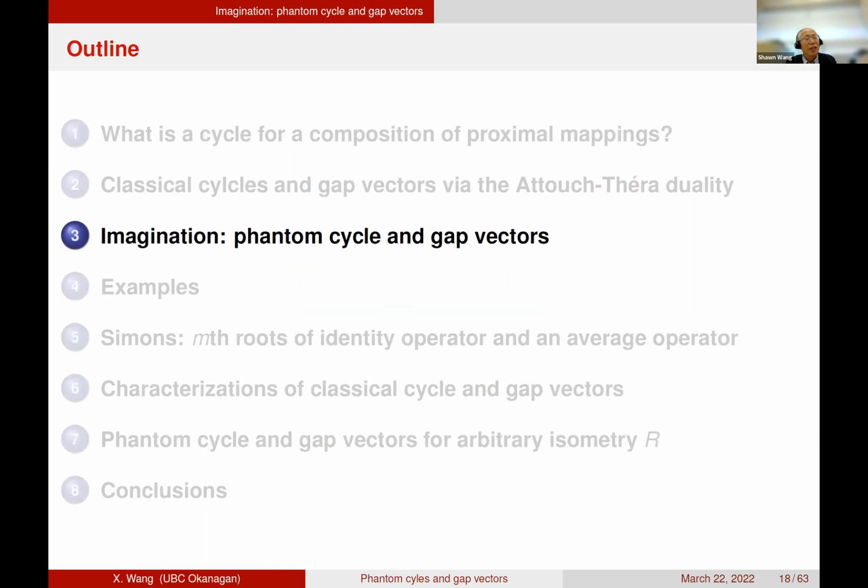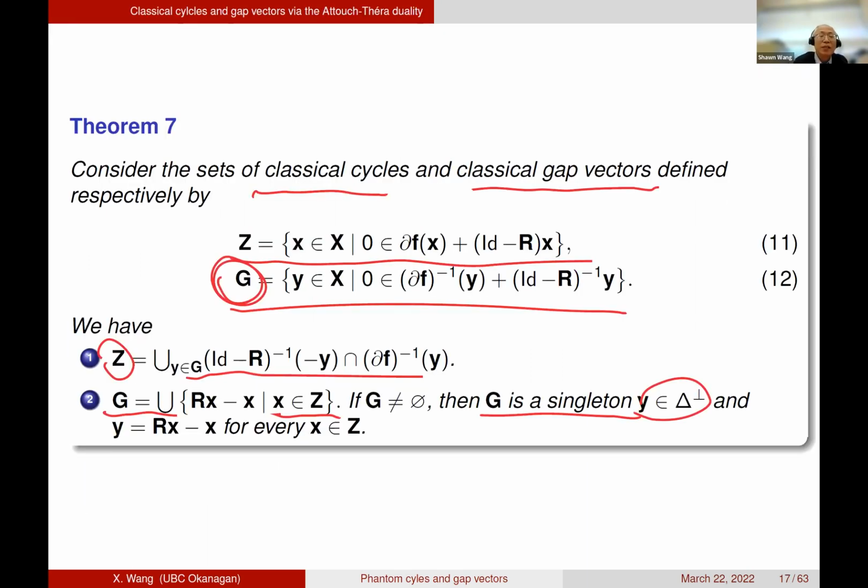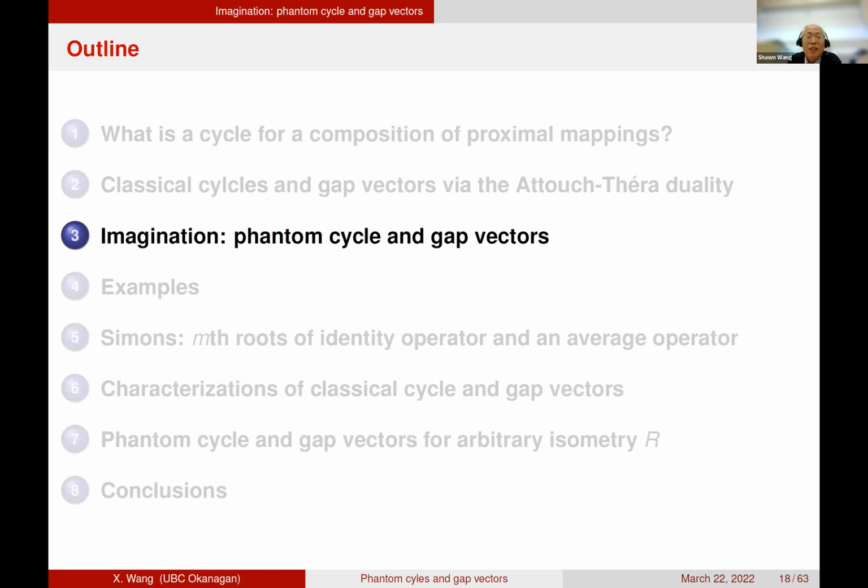Now, what happens if this Z is empty? Because by Attouch-Théra duality, it says Z is equal to empty if and only if G is equal to empty. Those two sets have a nice relationship. So what happens if Z is empty? If Z is empty, we come up with some fancy vectors so that you can recover the classical one when the classical one does exist.